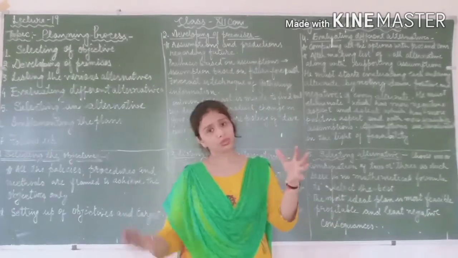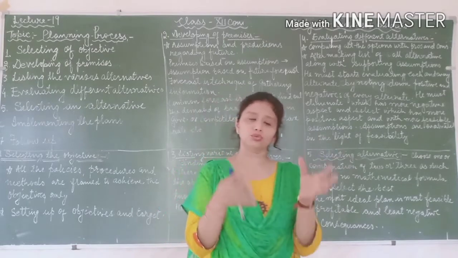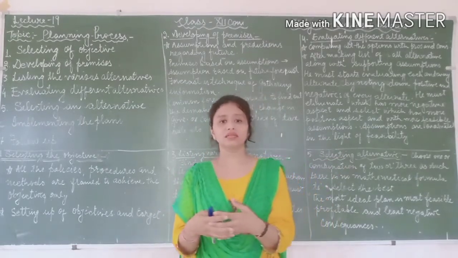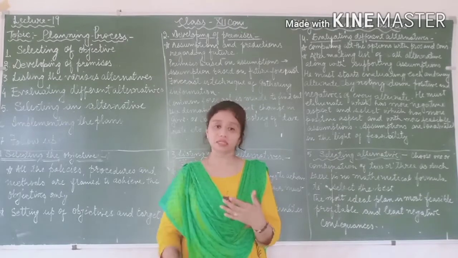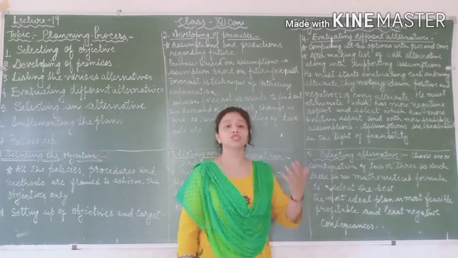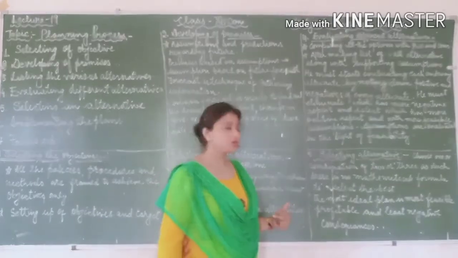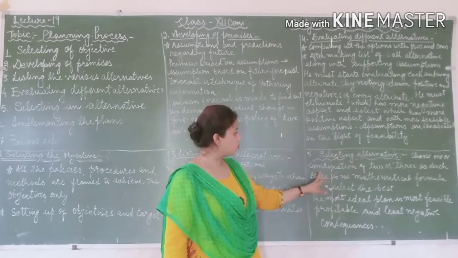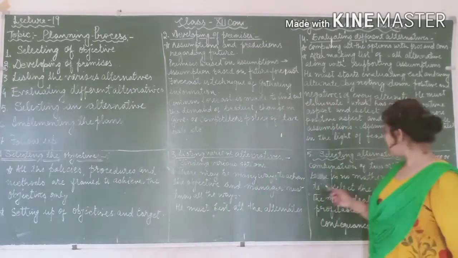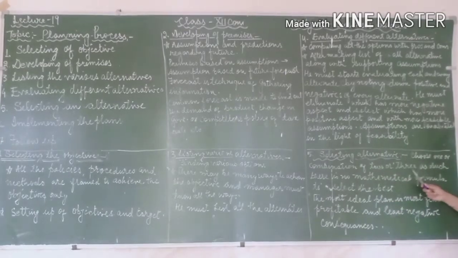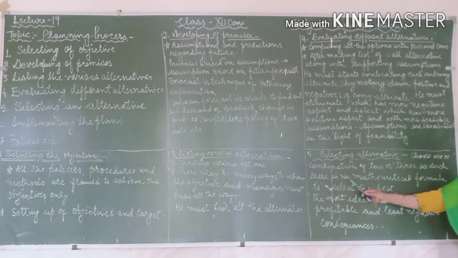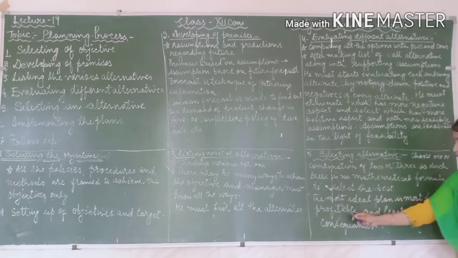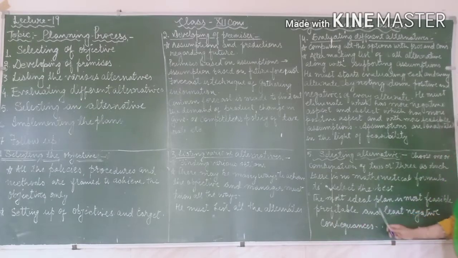Sometimes it also happens that not only one method is good, there may be 1 and 2. You can also mix a combination of 1 or 2 or 3 alternatives together to achieve the goal with the best alternative. So choose one, or a combination of 2 or 3. As such, there is no mathematical formula to select the best. The most ideal plan is the most feasible, profitable, and has the least negative consequences.